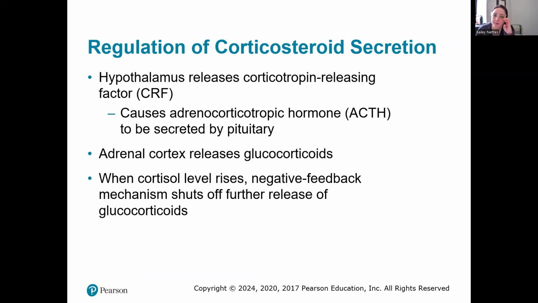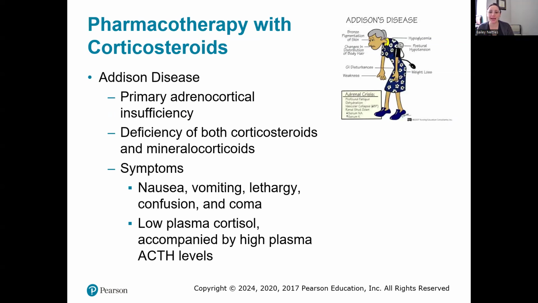There's even more. There's the CRF, and the adrenocorticotropic hormone that's secreted by the pituitary tells the adrenals to secrete this, okay? They release the corticosteroids. When cortisol levels rise, a negative feedback mechanism shuts off further release of it. But now we're going to talk about when that mechanism doesn't work, okay? So Addison's disease is when you have an insufficiency of the corticosteroids, okay? So you don't have enough corticosteroids or mineral corticosteroids.